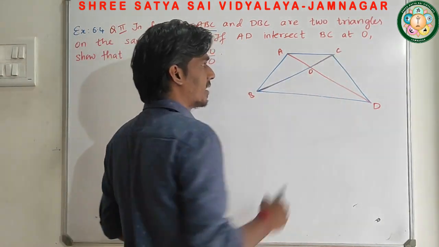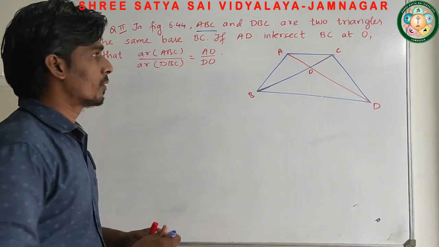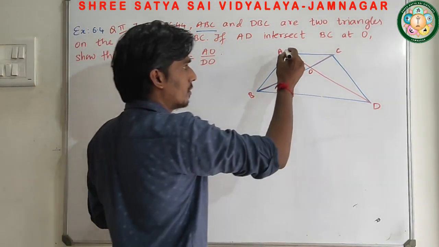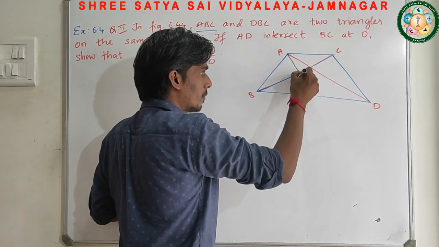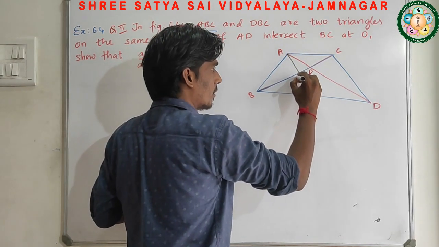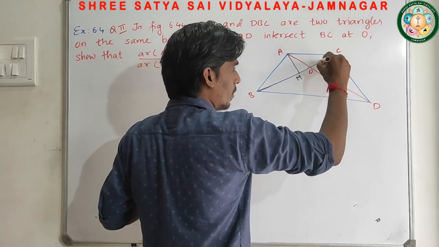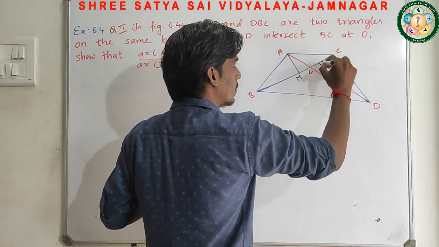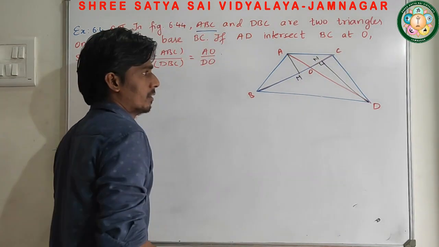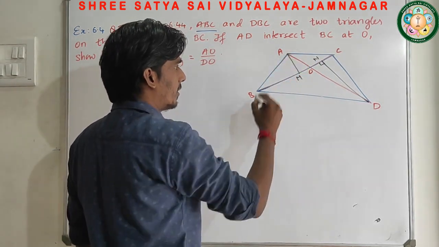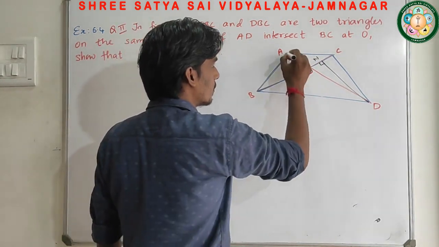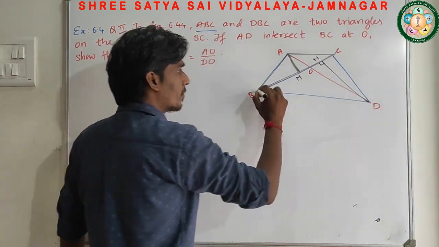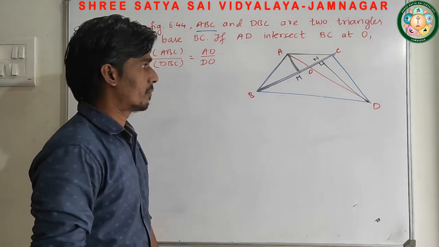Here the base is already there, but the altitude is not, so we are going to draw an altitude here. Let me say it's M, and one more altitude on BC from D. Say this is N. So I can say that for triangle ABC, this AM is the altitude and BC is the base.